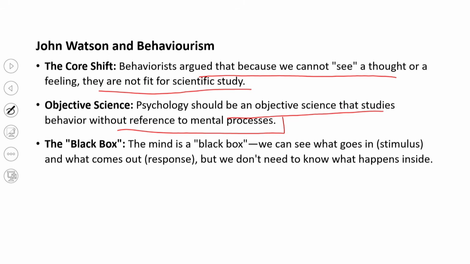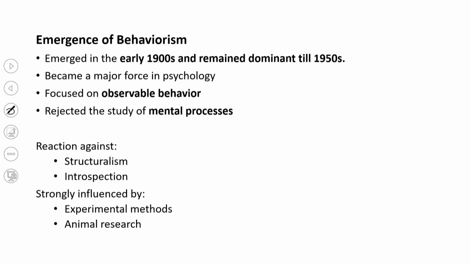They said the mind is like a black box, we cannot see what goes on inside, we can only see what goes in, that is the stimulus, and what comes out, that is the response. We can only see the stimulus and then how the person responds to that stimulus. In between, what is there in the mind is a black box. We cannot really see what is going on there, but according to them, we do not need to know what happens inside. We can explain based on stimulus and response. So, that was their idea of the behaviorist school.